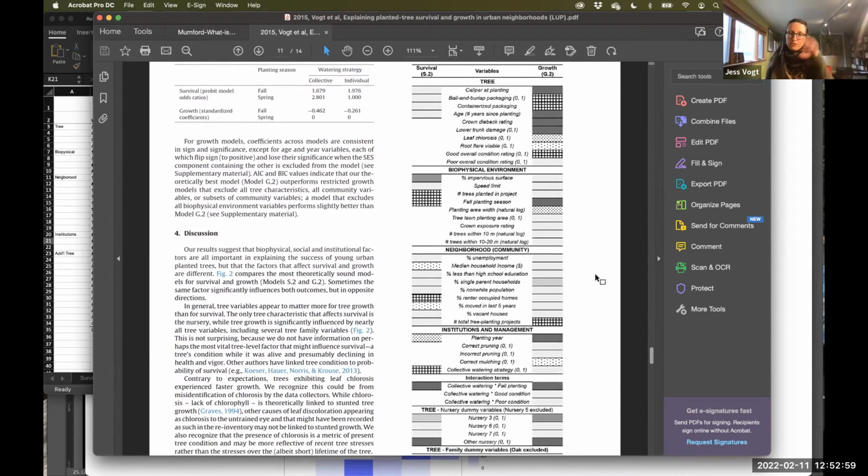When you put it on a PowerPoint slide, you chunk it up and say, all right, let's just look at the tree factors and the biophysical factors. Okay, now let's look at the community and institution factors.